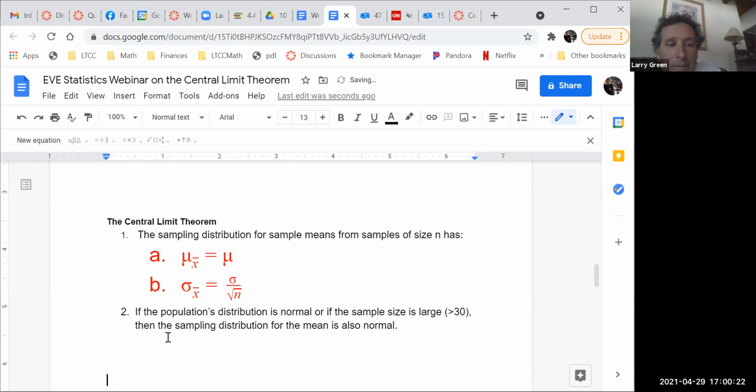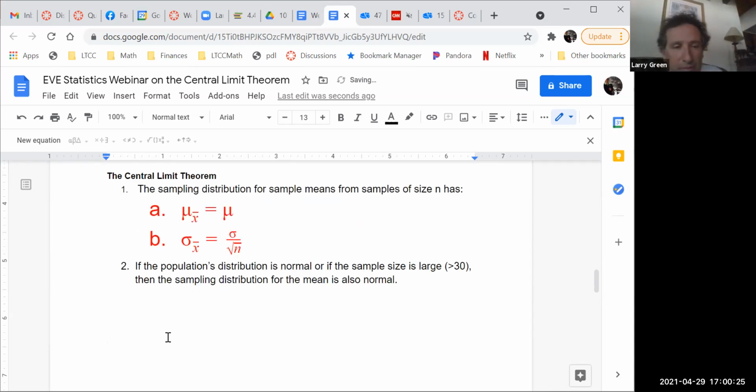But it is the big theorem of the entire class, not the day, the whole course. And here's what it says. It says what we've already seen, basically. It says the sampling distribution for the sample means from samples of size n has mu sub x bar equals mu. We kind of saw that if we looked at the mean of all the samples, that was the same as the mean of the population. On the other hand, the standard deviation of all the samples was not the same as the standard deviation of the population. Sigma sub x bar was sigma divided by the square root of the sample size. Any questions on that? So that's number one.